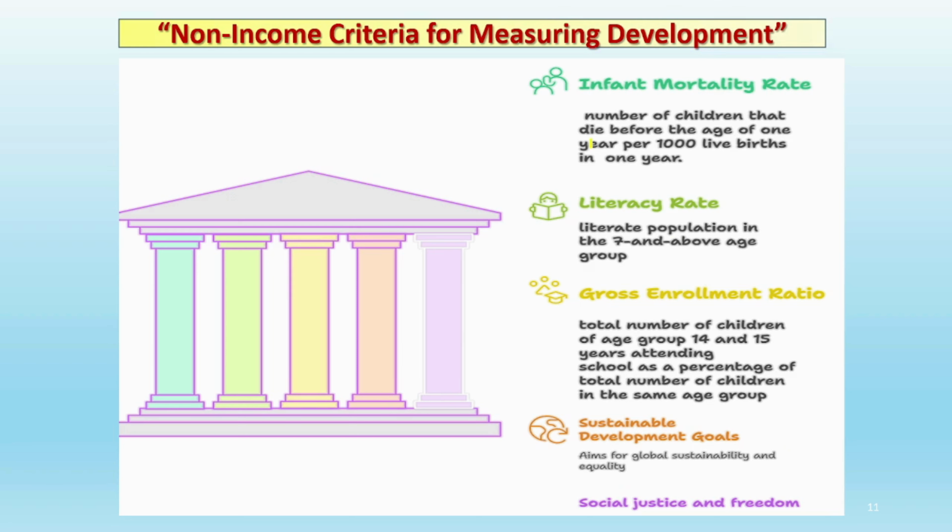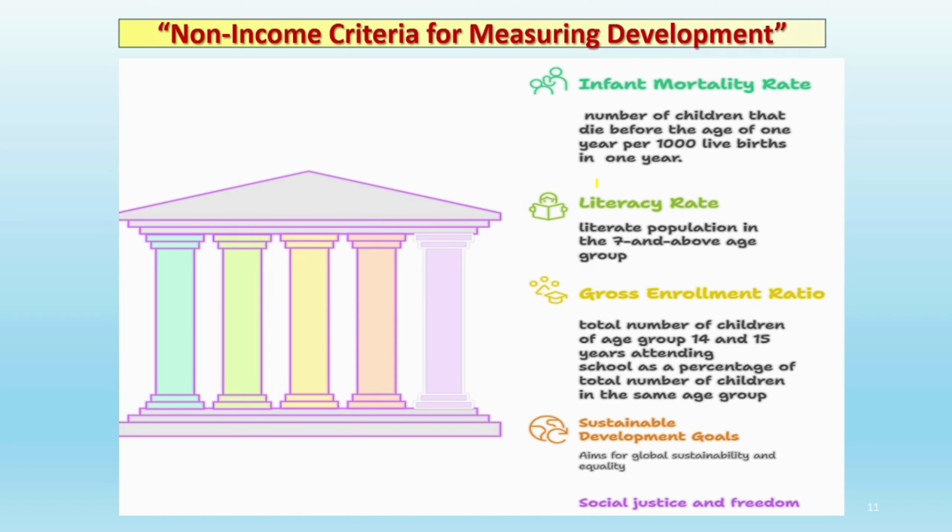Let's see, what is infant mortality rate? Infant mortality rate is the number of children that die before the age of 1 year per 1000 live births in 1 year. Let's say, for example, in a country, per 1000 live births, 35 children have died before reaching 1 year, or before completing the 1 year. Then I can say here the infant mortality rate is 35.